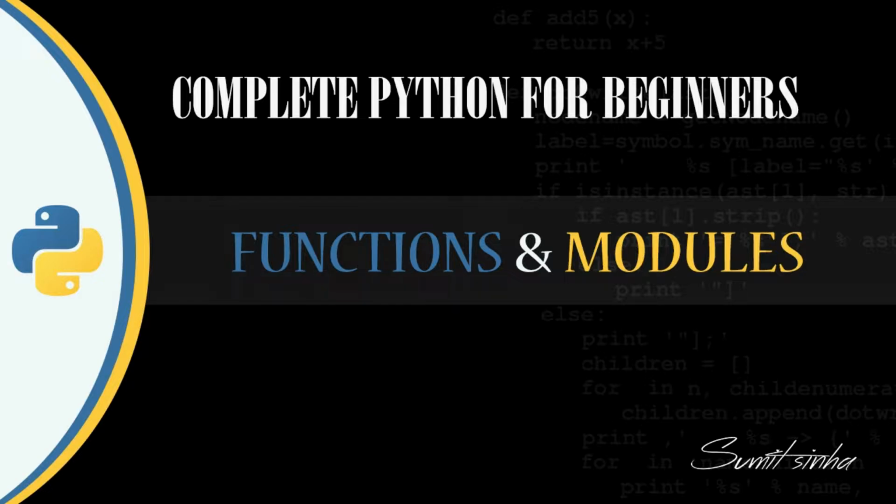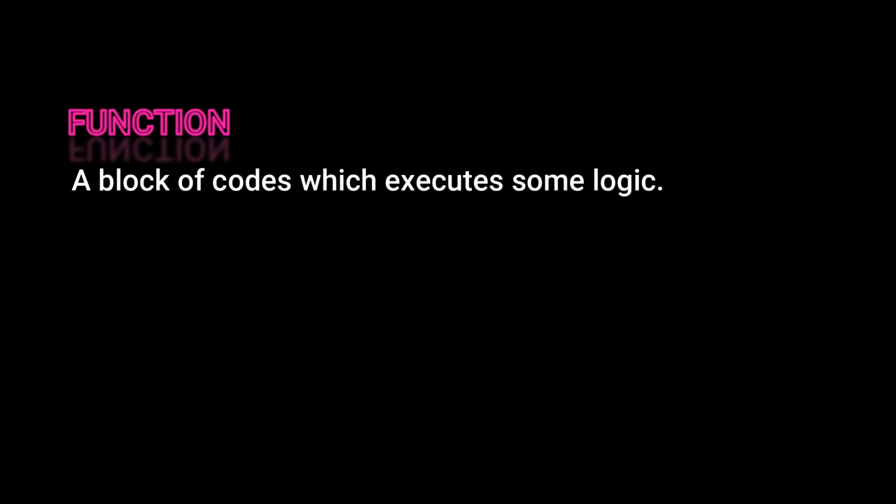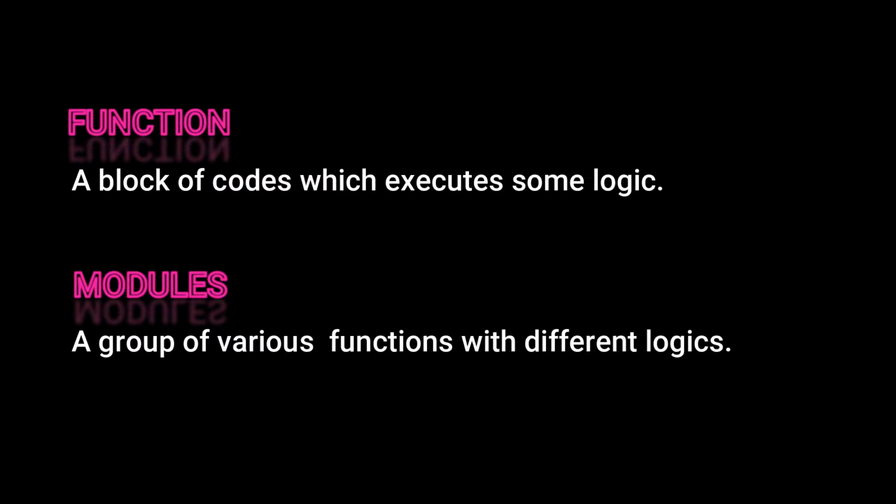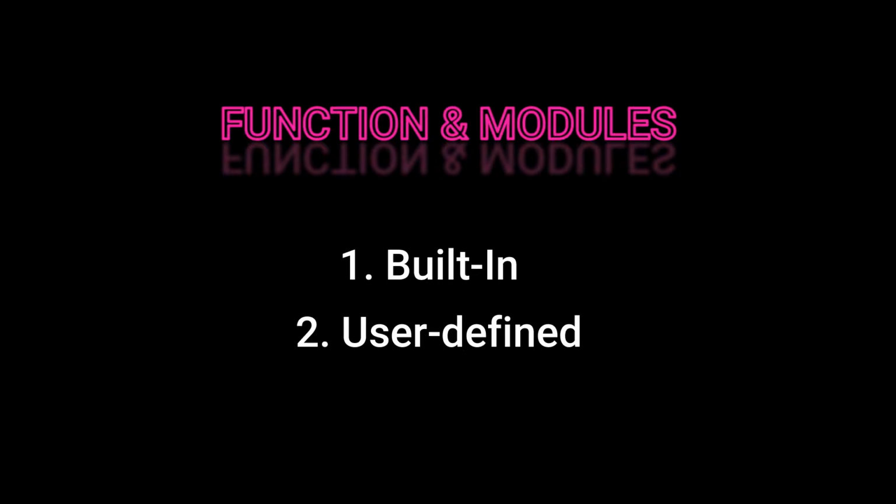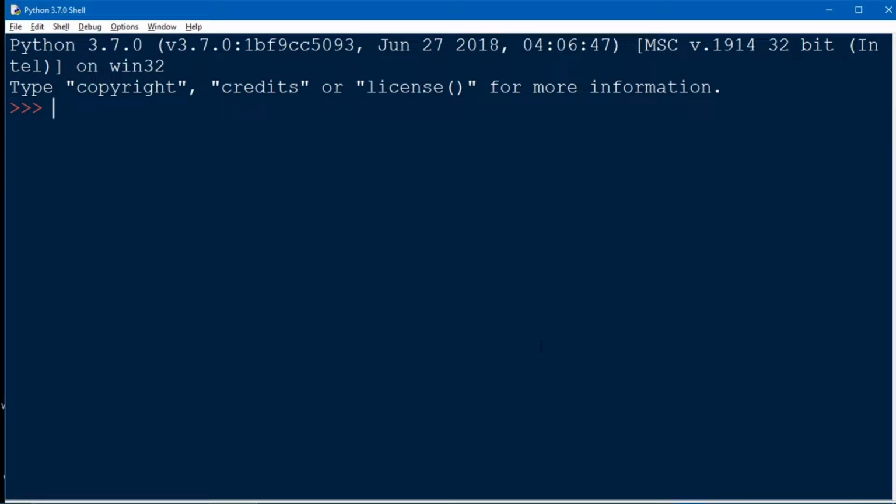In this video we will see about functions and modules of Python. So what is a function? A function is just a block of code which executes some logic. And a module is just a group of various functions with different logic. Python basically consists of two types of functions and modules. The first one is built-in and the second one is user defined. So here, first we will see about some built-in functions of Python.